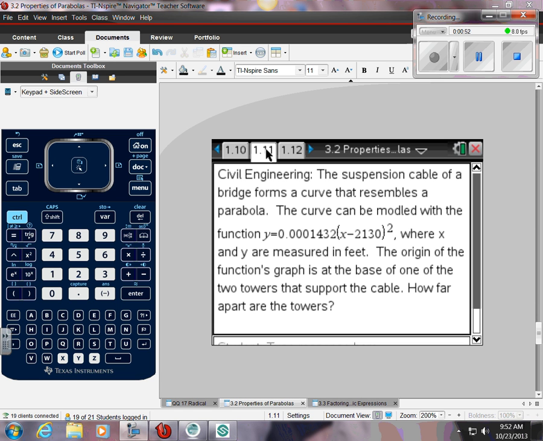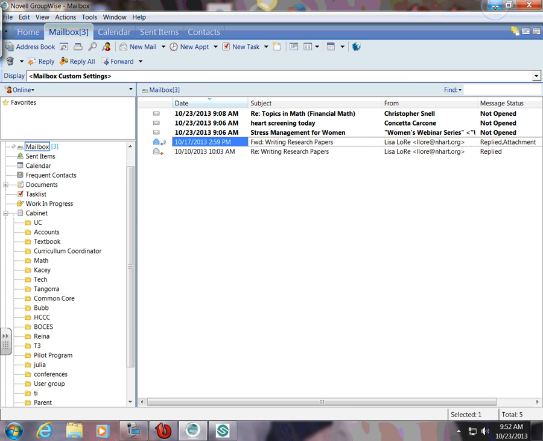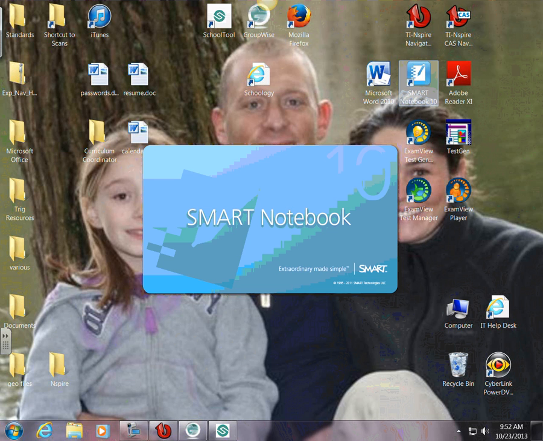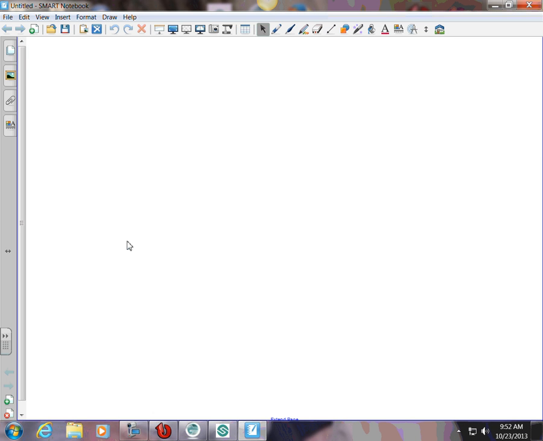How far apart are the towers? So the first thing I want to do is I want to take this and I want to draw a picture. Okie dokie. Okay, so I've got, and no making fun of my incredible drawing skills, please. That's a post. So is this. Okay, here's my bridge.